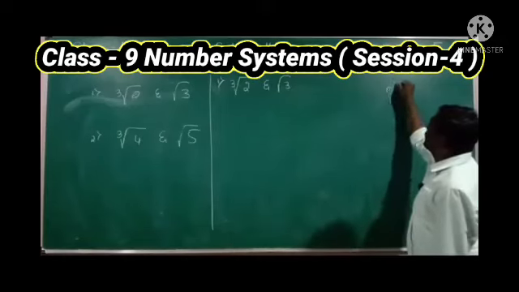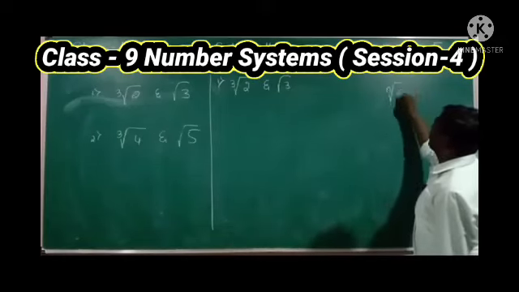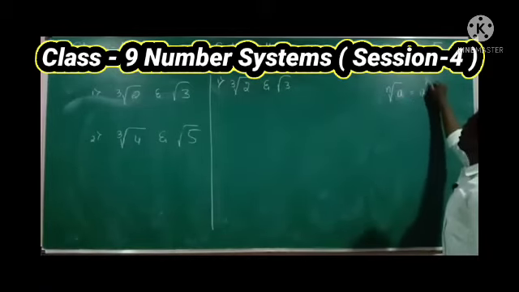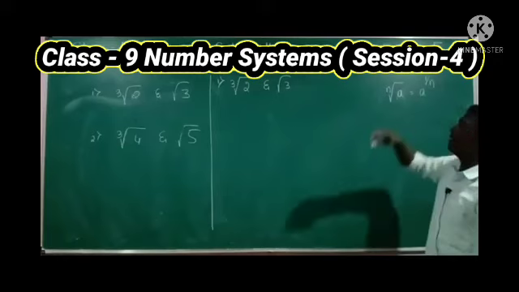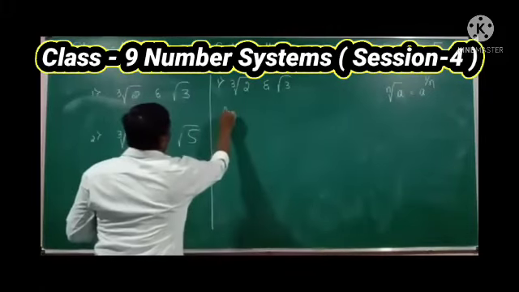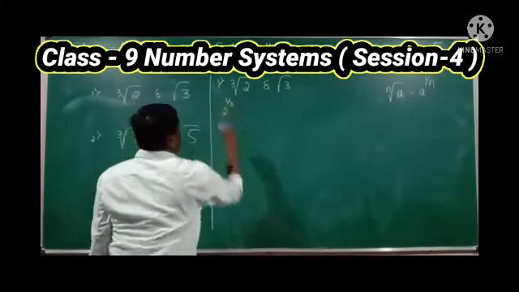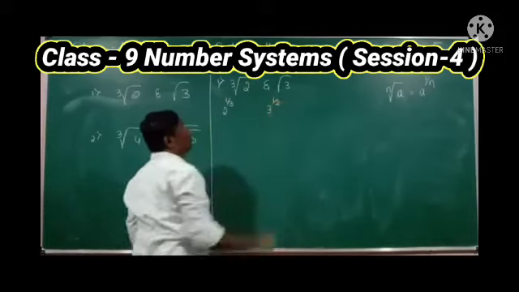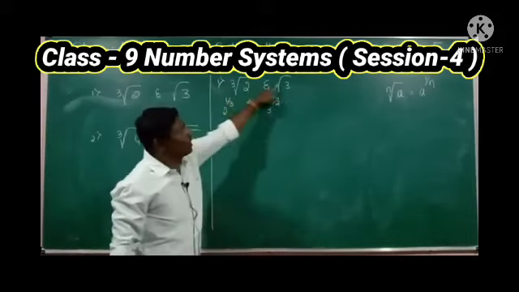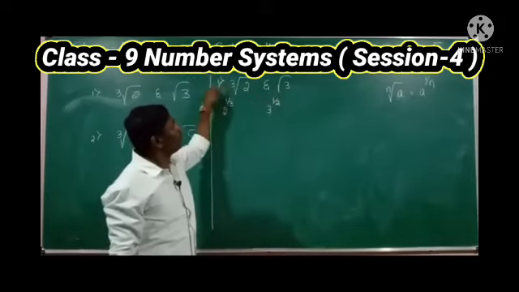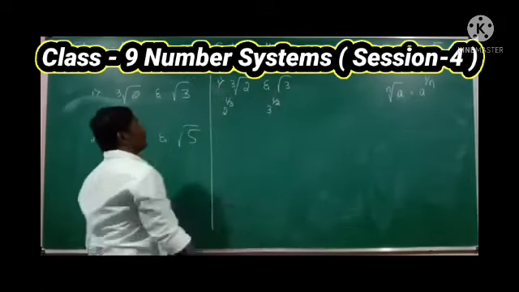The nth root of a can be written as a raised to 1 divided by n. Similarly, how can you write this one? 2 raised to 1 divided by 3, and this one 3 raised to 1 divided by 2, which means this is the cube root and this one is the square root. Square root is always 1 by 2 and cube root is always 1 by 3.